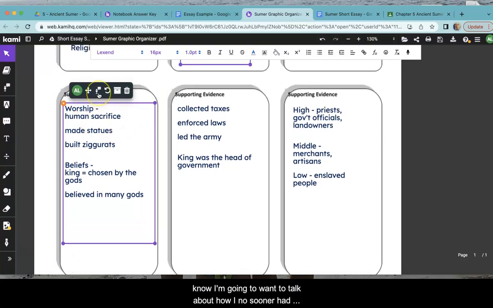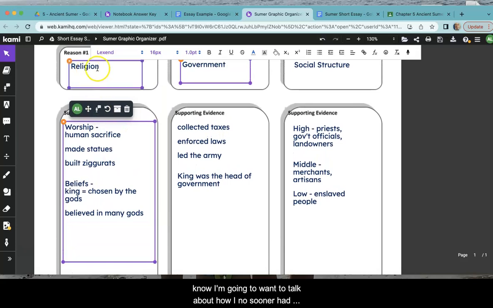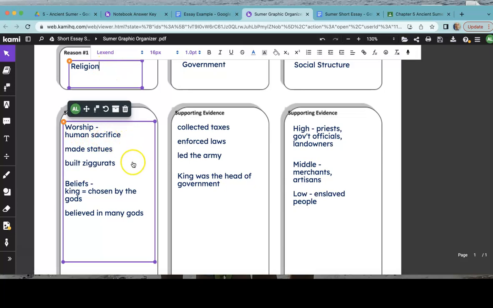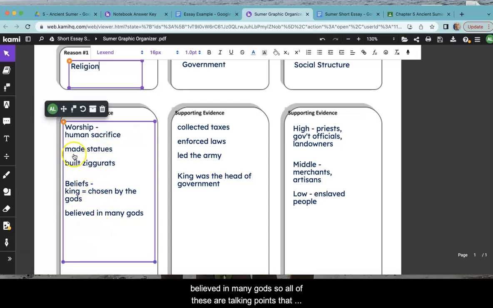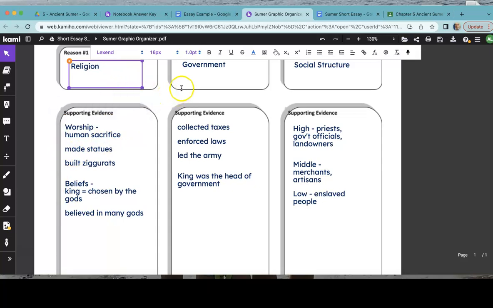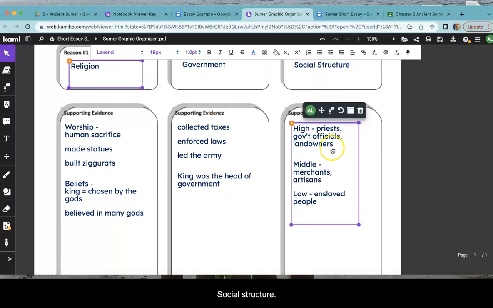So for example, I know I'm going to want to talk about how I know Sumer had religion because they had different forms of worship. And I wrote my 3 here. I will explain them more in my essay. Their belief system. They believed the king was chosen by the gods, and they believed in many gods. So all of these are talking points that I'm going to use to support the fact that Sumer had religion. And I did the same with government and with social structure.